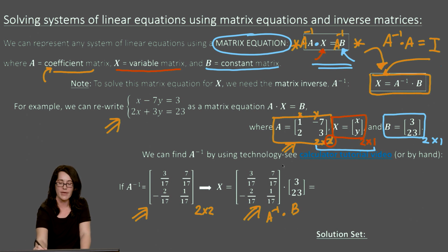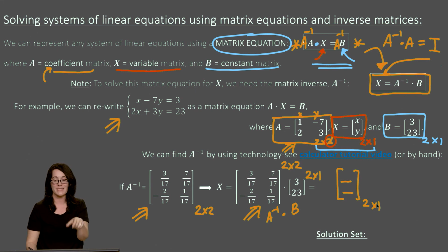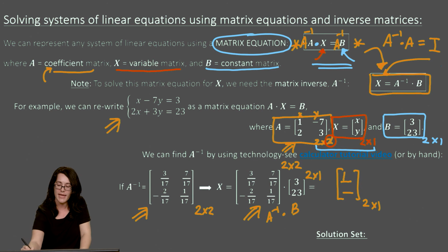In this case, I would have a 2 by 2 times a 2 by 1. So what size should the product be? That's right, 2 by 1. 2 rows, 1 column. It turns out when you do this, if you multiply 3/17 times 3 and 7/17 times 23, you'll end up getting a big number over a smaller number, and when you reduce it, you should get a 10 here, okay? And similarly, when you do -2/17 times 3 plus 1/17 times 23 and reduce, you'll end up getting the number 1.